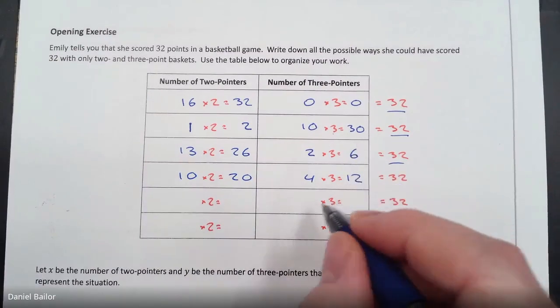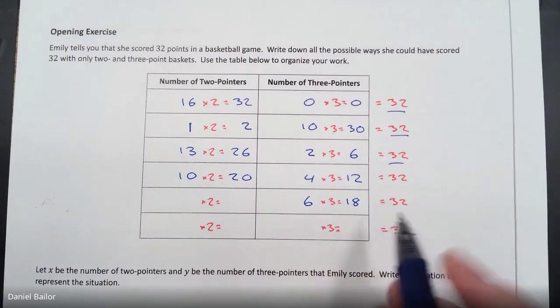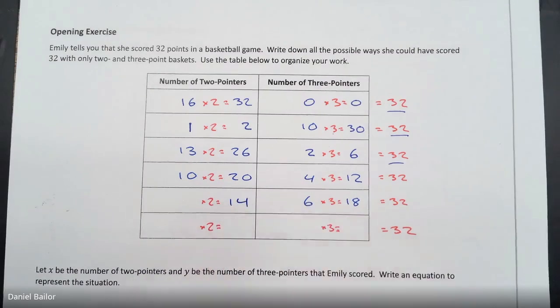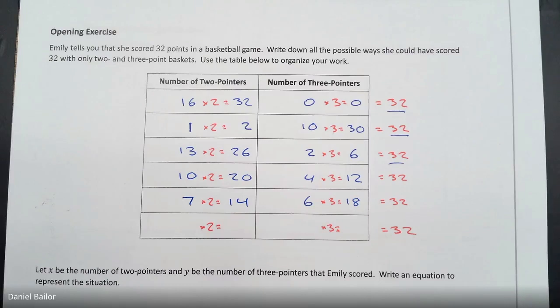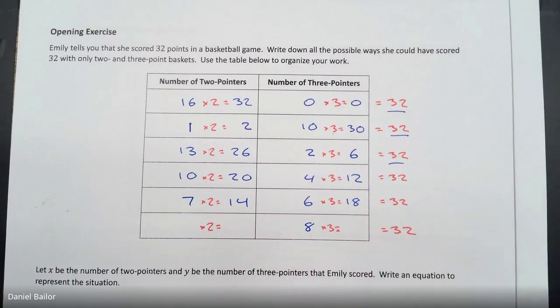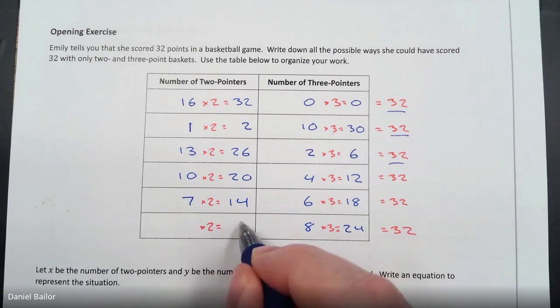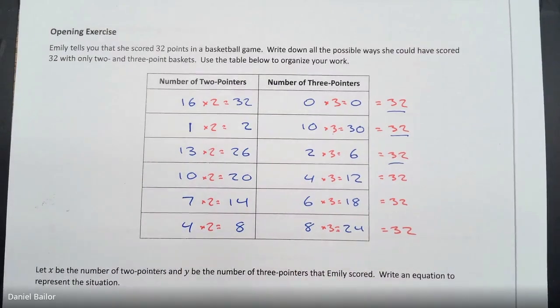She can also do 6 3-pointers. 6 3-pointers makes 18 points. 32 minus 18 means that she needs 14 points from 2-pointers, which is 7 2-pointers. The last one, she can make 8 3-pointers, and that will give her 24 points, which means she needs 8 points from 2-pointers, which is 4 2-pointers. So those are all the combinations.